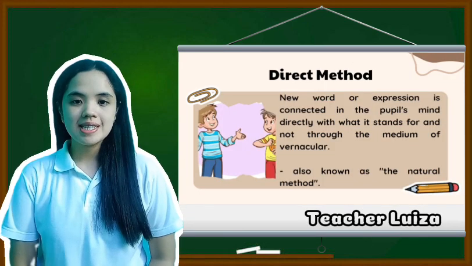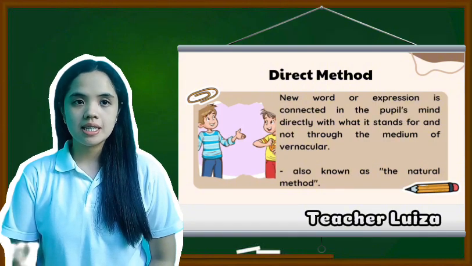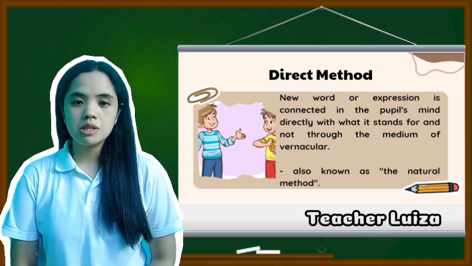Direct method. What is direct method? It is a method where a new word or expression is connected in the people's mind directly with what it stands for and not through the medium of the vernacular. It is also known as the natural method.